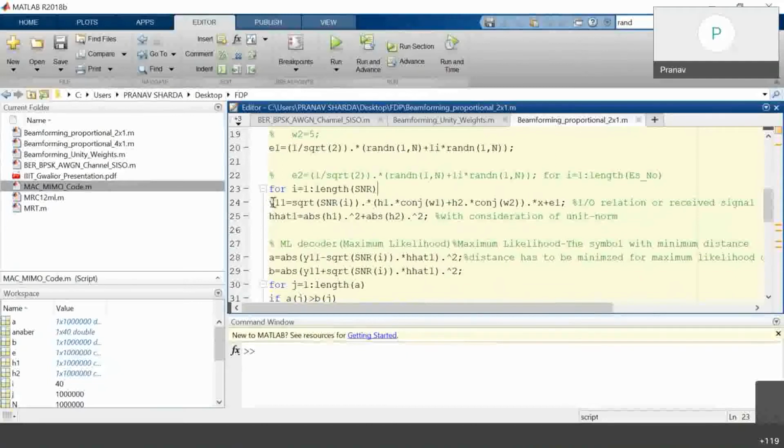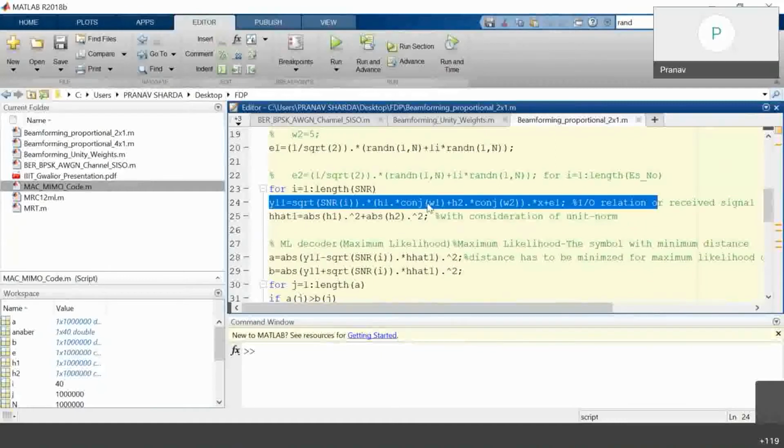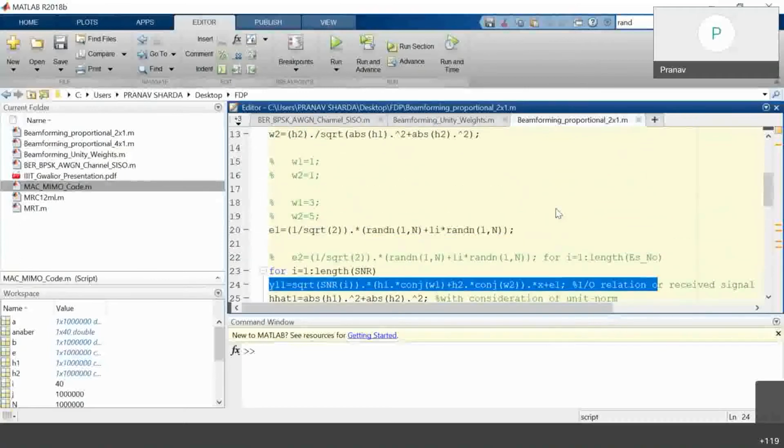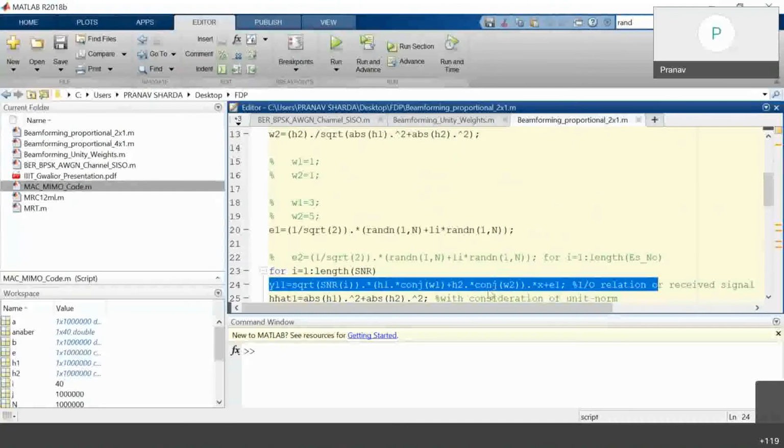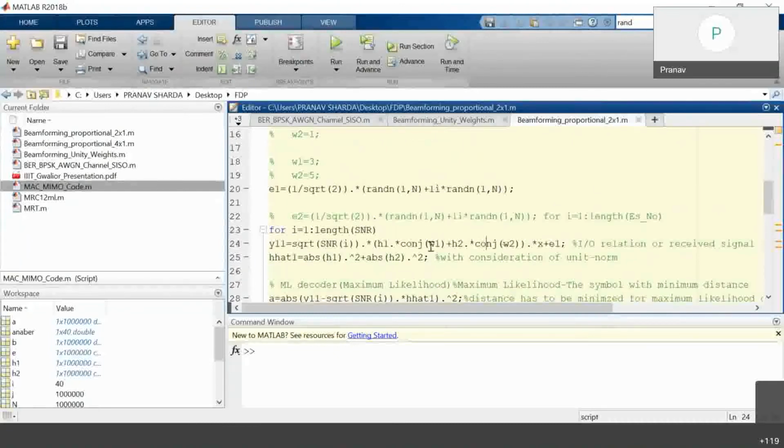And here it is the received signal, right? So IO relation, just like I discussed it for the last case. So we have a square root of SNR into H1 conjugate W1, okay, plus H2 W2 conjugate into X plus E1. So this is how we are linearly combining at the receiver side. This part is how we perform linear combining at the receiver, right?